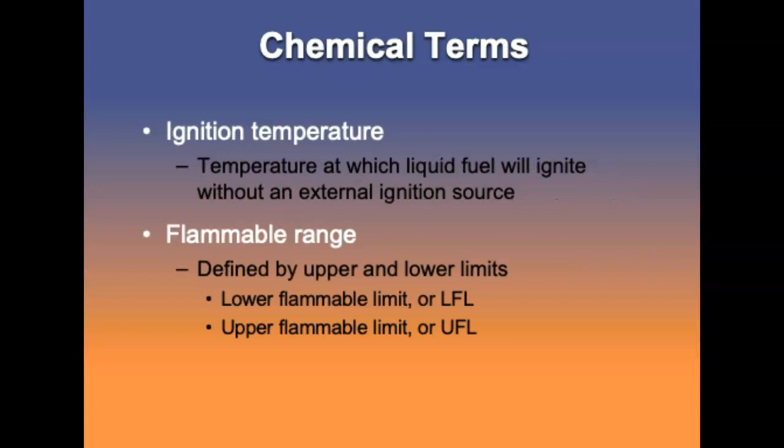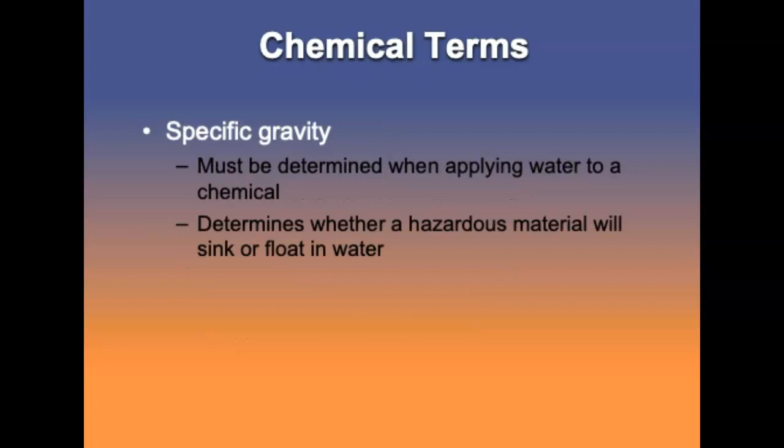Now let's talk about ignition temperature, the temperature at which liquid fuel will ignite without an external ignition source. Also, flammable range is the fuel-air mixture that reflects an amount of flammable vapor mixed with a given volume of air. If a given fuel-air mixture falls between the upper and lower flammable limits and it reaches an ignition source, there will be a flash fire. The hazardous materials team, in many cases, can cool down the heat or dissipate the concentration of vapors with cool water. Before the water is applied, the team will decide if the material may be water reactive or water soluble.